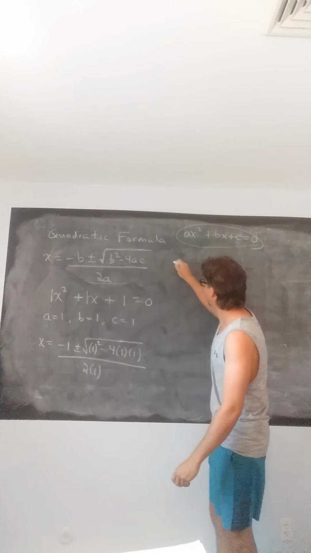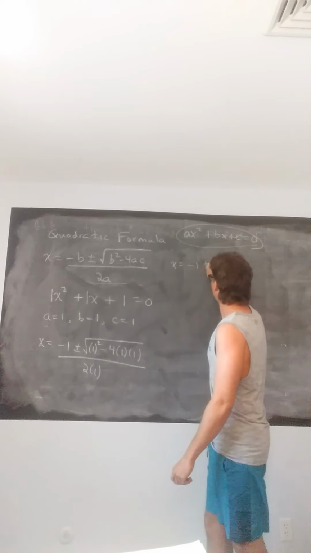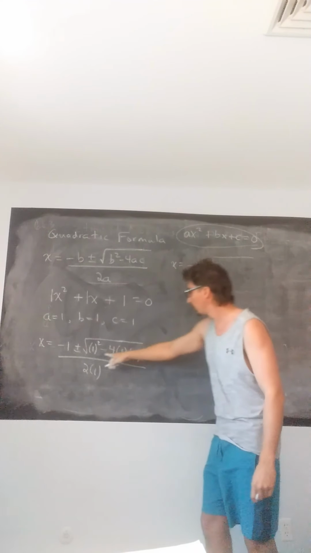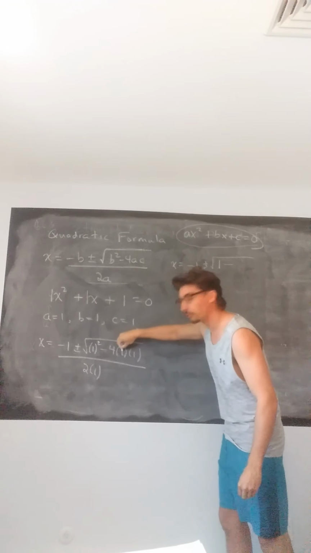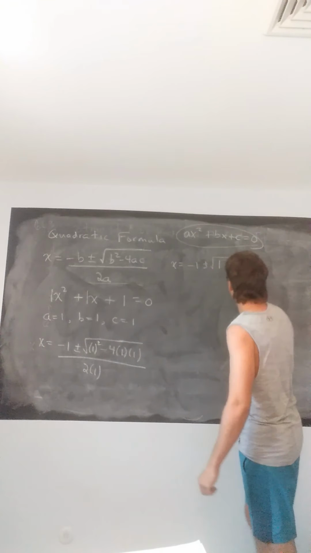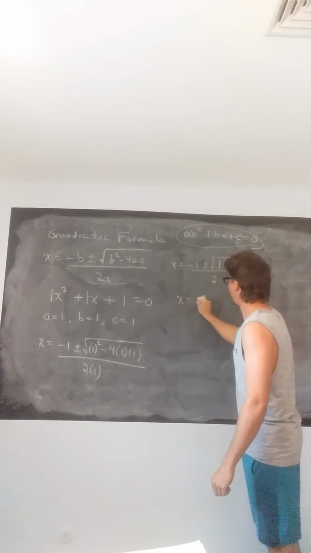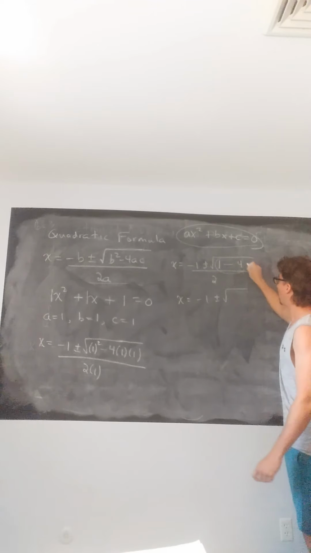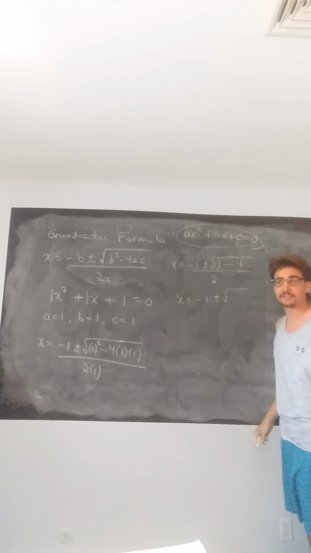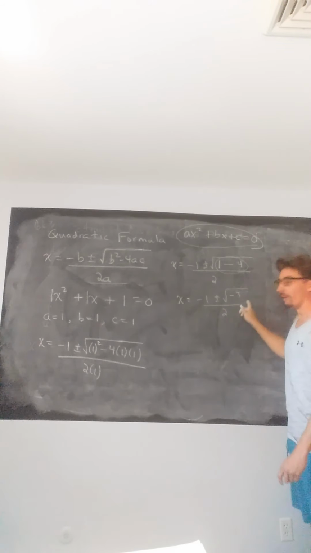Okay, so now we're going to go ahead and simplify. So you got -1 plus or minus the square root of 1 squared, which is 1, minus 4 times 1 is 4, times 1 more is 4, all over 2. -1 plus or minus. Now look what happens here. 1 minus 4, how much is that? That's easy, it's -3. Uh-oh, right?